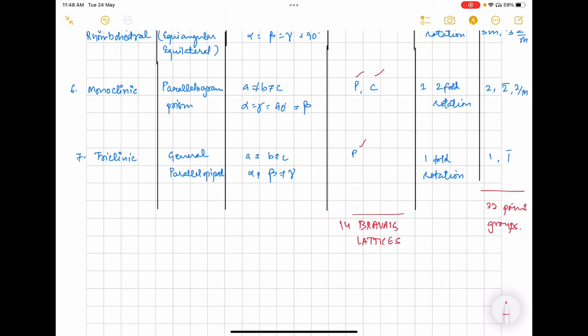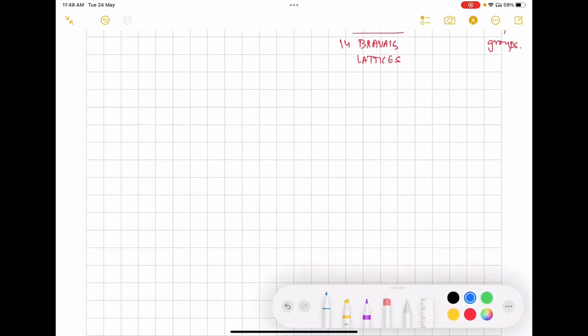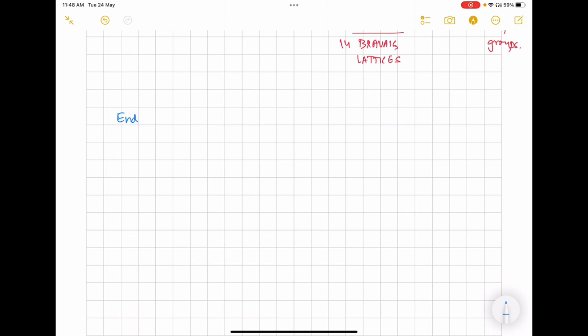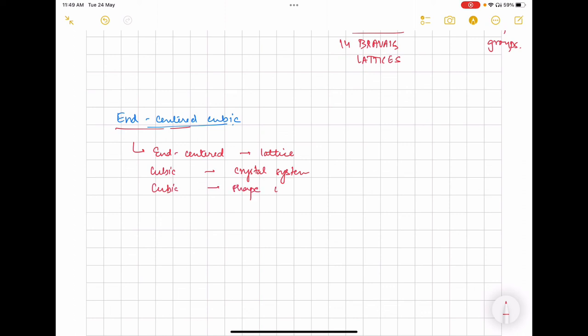Okay. Now, there are some important points that should be made clear. So, when we say end-centered cubic, what does this mean? So, here end-centered is a type of lattice. Okay, end-centered is a lattice. Cubic refers to the crystal system. And also, cubic refers to the shape of the unit cell. So, we have to clearly define what each term means.